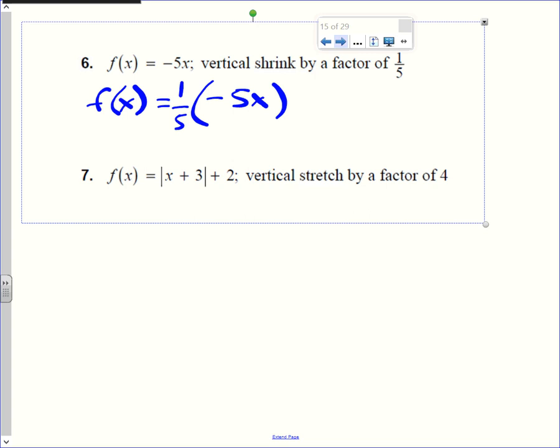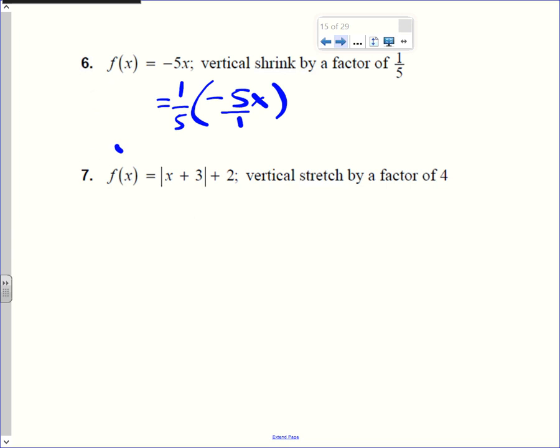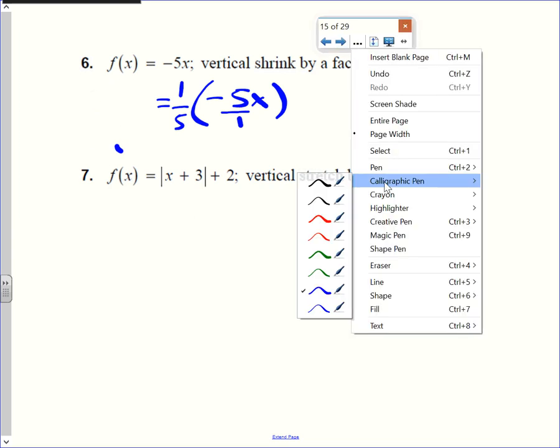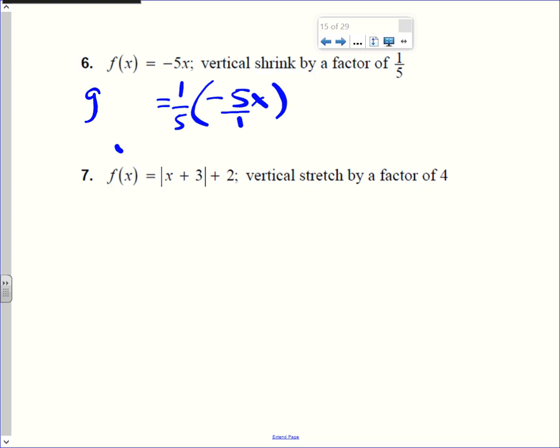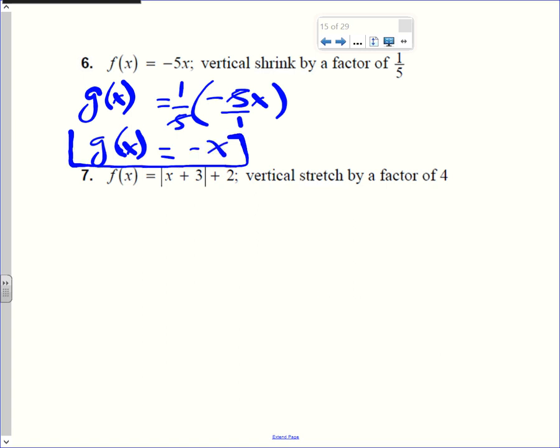Watch this. 1/5 times -5, let's make it into a fraction. So f of x, actually, you know what, it shouldn't be f of x, it should be g of x. Forgive me. Shame on me. G of x is a new function. So g of x is, these cancel out, I just have -1x. There it is. So this would be a vertical shrink of that.